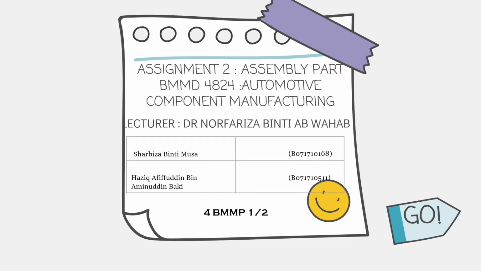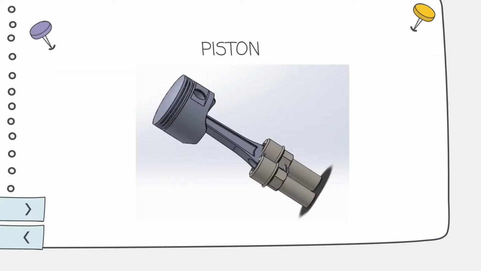The subject is automotive component manufacturing. Before I start, I will introduce my team member. First, Sharbiza binti Musa and myself, Haziq Afiffudin bin Amin Baki. We are from 4 BMP 1/2. The title of our assignment 2 is piston. Consists of piston and rod.